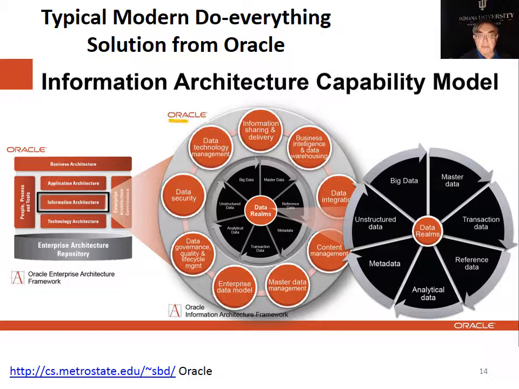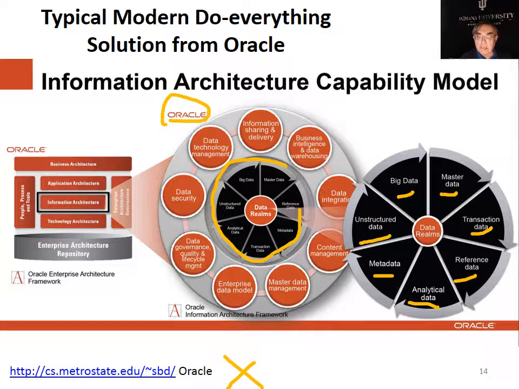Here is the same approach from Oracle, from a talk by Oracle. And again, you basically see everything: big data, unstructured data, metadata, analytics, reference data, master data, transaction data. And these things here are shown again in here. And then they have all these different functions around here. And you can, of course, do everything. And again, it will probably cost more than some other possible solutions.